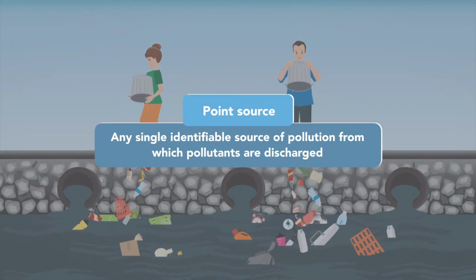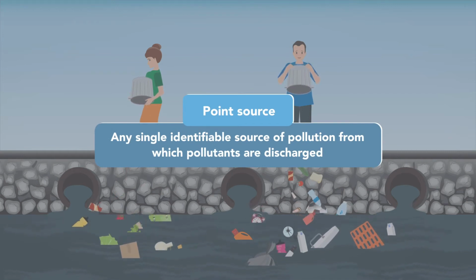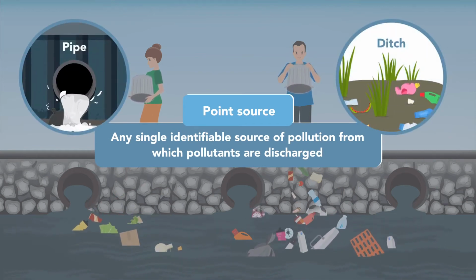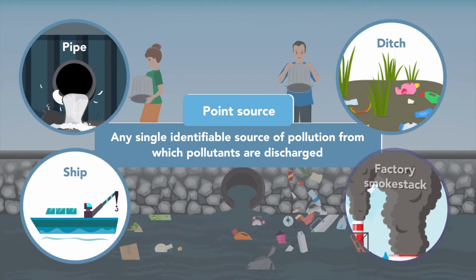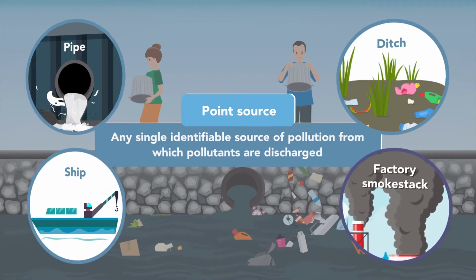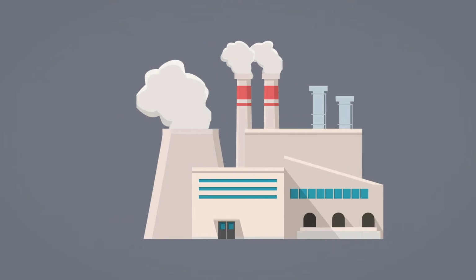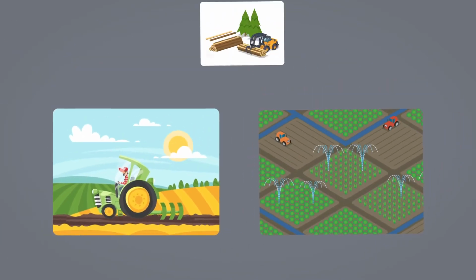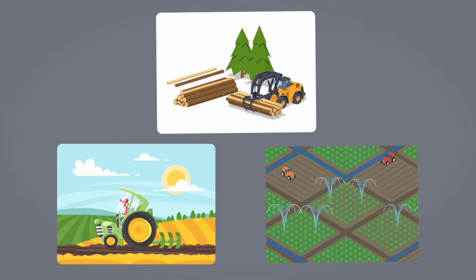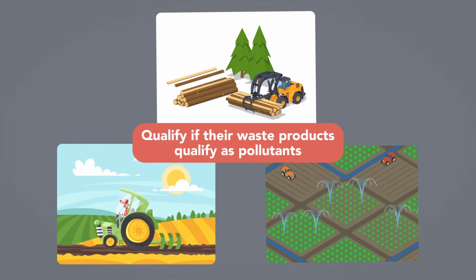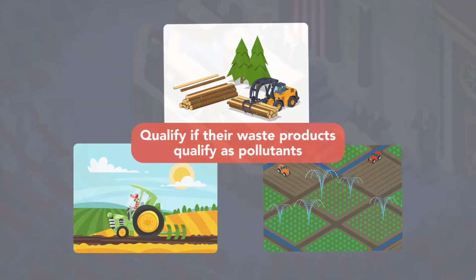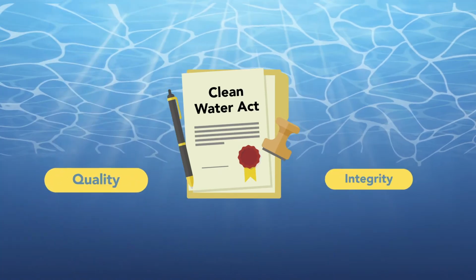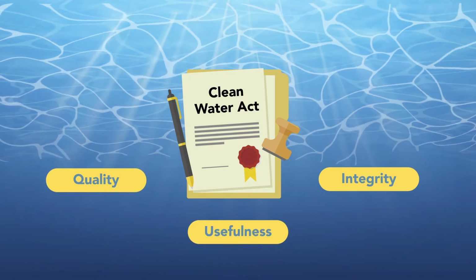A point source is any single identifiable source of pollution from which pollutants are discharged, such as a pipe, ditch, ship, or factory smokestack. We think of factories generating waste or sewage treatment plants as point sources, but farms, irrigation canals, and even forestry operations can also qualify if their waste products qualify as pollutants. Congress passed the Clean Water Act to protect the quality, integrity, and usefulness of these waters.